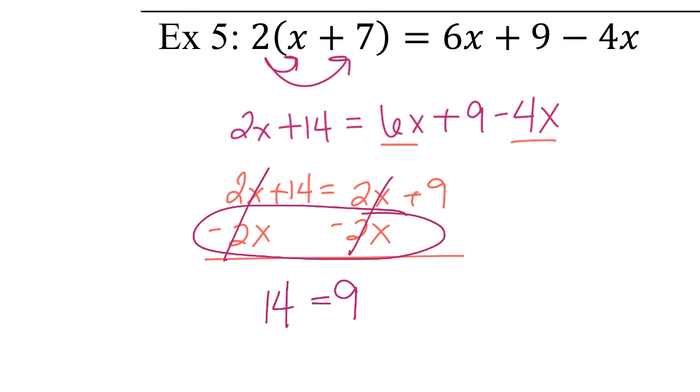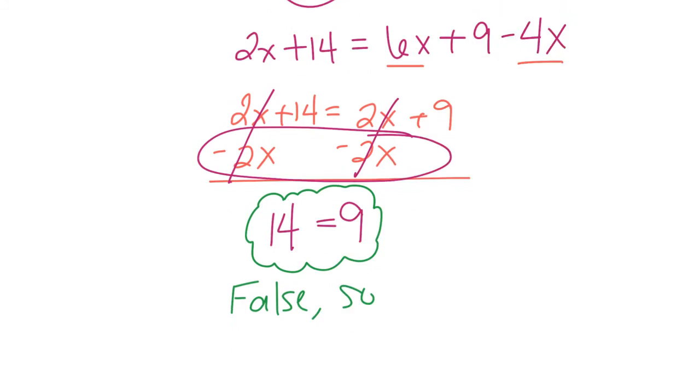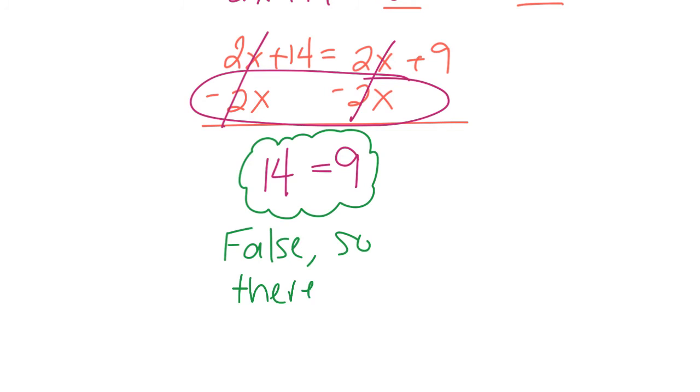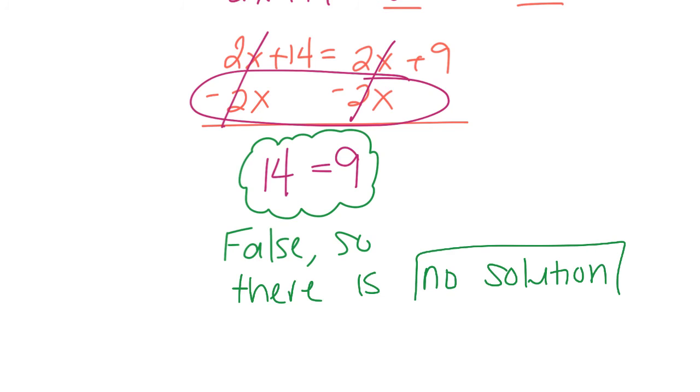So we have two options here. We're going to look at the resulting statement here and decide if it's true or false. So does 14 equal 9? Well, no. So this is false. So what that means is that there is no solution. No matter what number we substitute in for x, 1, 5, negative 10, 130, doesn't matter. It's always going to result in a false statement, so there is no possible number for x that makes this true, which means there's no solution.